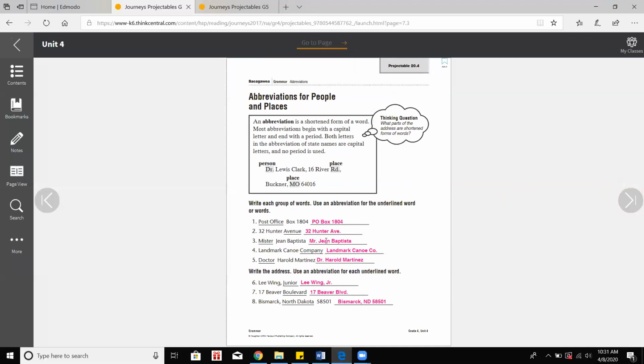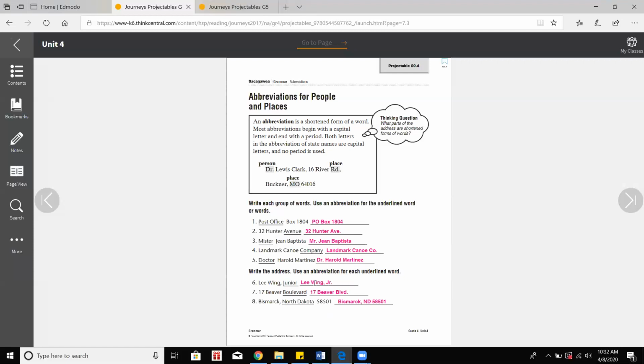Same with Mr. Capital letter M and then take lowercase r and a period. Company is capital C, lowercase o, and a period. Doctor, as mentioned in the example earlier, capital letter D, lowercase r, and then a period. So this is how you abbreviate places and titles of a person.